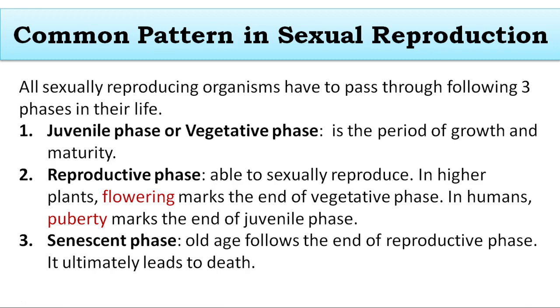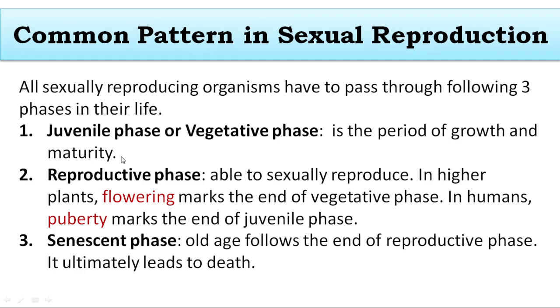Right? So all sexually reproducing organisms have to pass through 3 phases in their life cycle. Those 3 phases are the juvenile phase or vegetative phase. Juvenile phase is used for animals, whereas the term vegetative phase is used especially for plants. So the juvenile or vegetative phase is the period of growth and maturity.